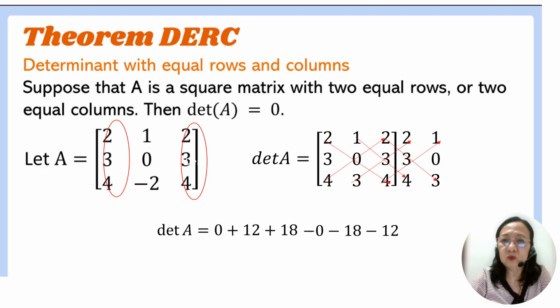So, all going up, they are subtractions. The first one, 0 plus 12 is 12, plus 18, that is 30. Then similarly, negative 18 minus 12 is also negative 30. So 30 minus 30 is 0. So as long as you observe two rows that are equal, or two columns like this that are equal, its determinant is equal to 0.